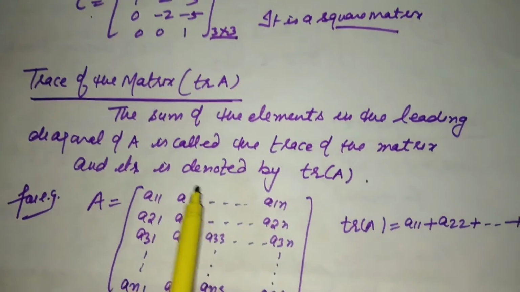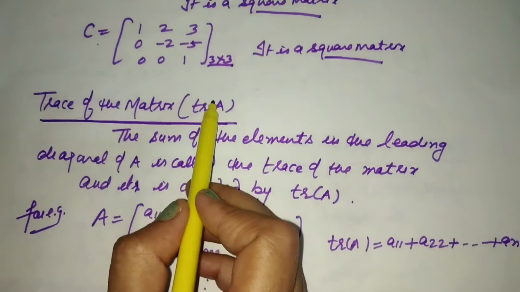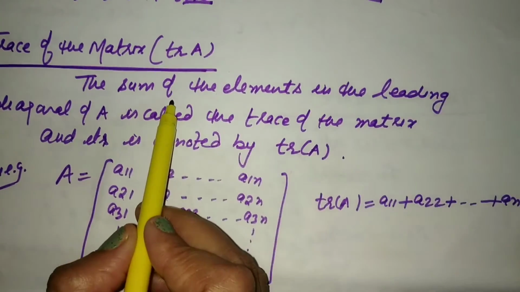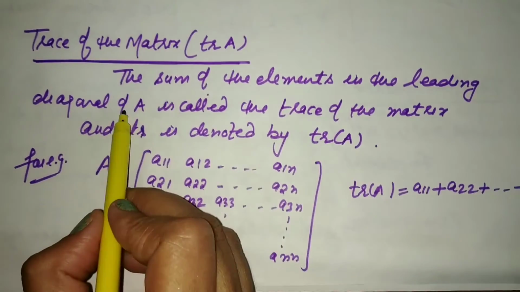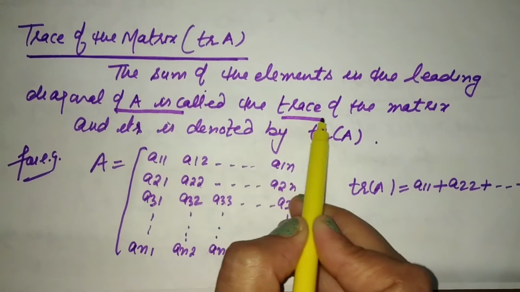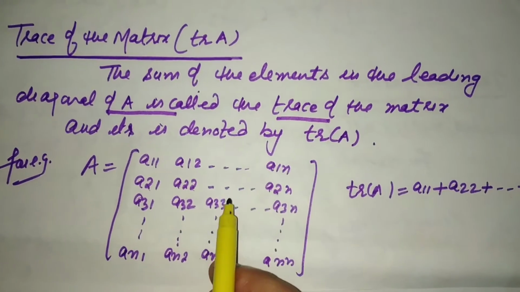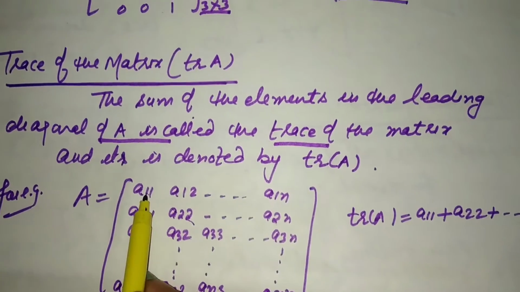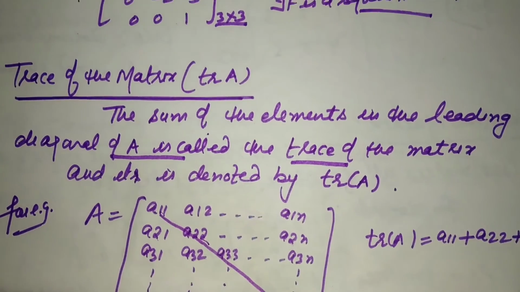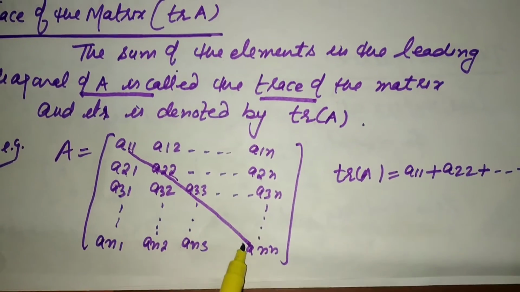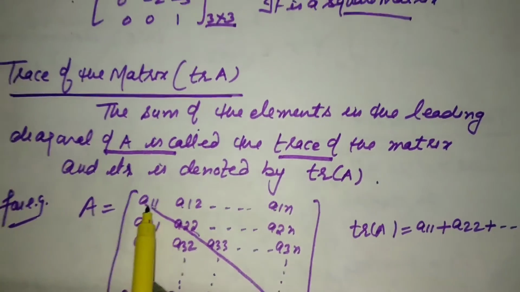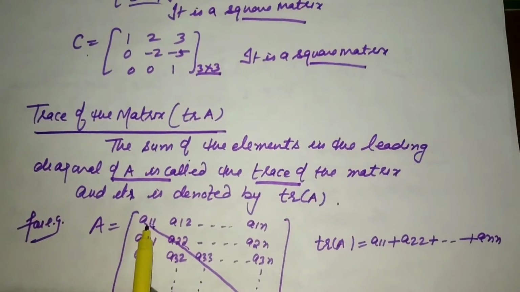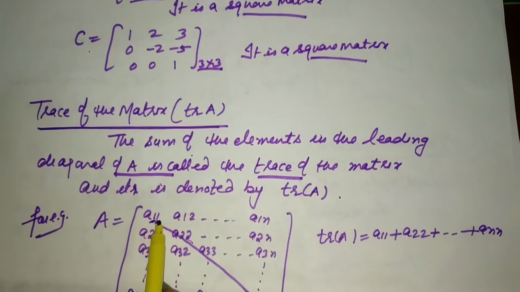Now the concept is the trace of a matrix. Trace is denoted by tr. The sum of the elements in the leading diagonal of A is called the trace. Trace means whenever we add the diagonal entries. Diagonal entries means the positions where the row and column are the same, I is equal to J. The first position shows I and the second position shows J.